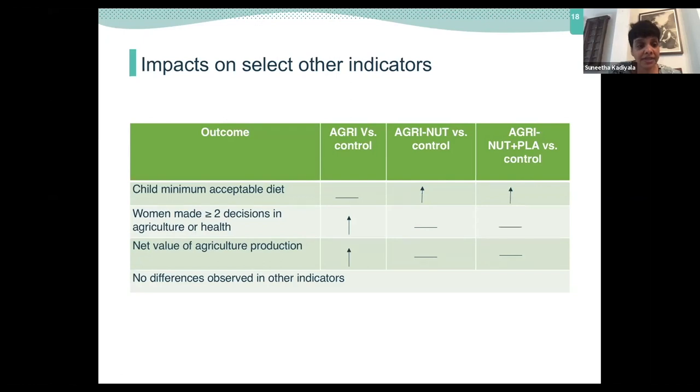So what we find here is that, unsurprisingly, we do find children's minimum acceptable diet improving in the arms that have also enabled the improvements of child dietary diversity. And only in the first arm, the agri arm, compared to the control, we see women's decision-making power with respect to agriculture and health decisions and net value of agriculture production improving. And we did not find any other differences in any of the other indicators that we measured between each of the intervention arms and the control. Next slide, please.